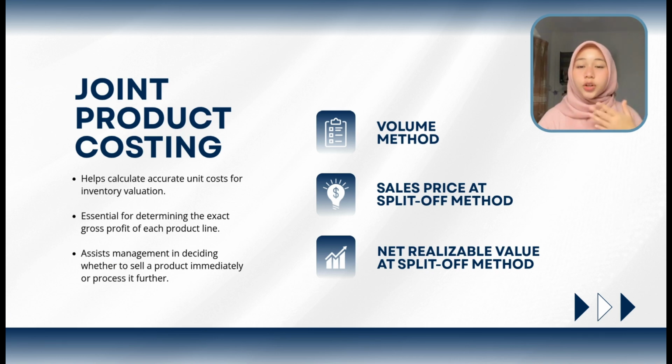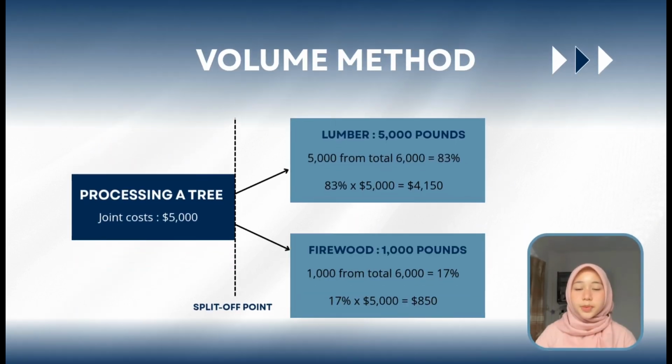As shown here, you can see the 3 primary allocation methods that I am going to explain, which are the volume method, the sales price at split-off method, and the net realizable value method. Now, let's begin with the first method, which is the volume method, or also known as physical measure method. Under this approach, joint costs are allocated based on the physical quantity or weight of the products at the split-off point.